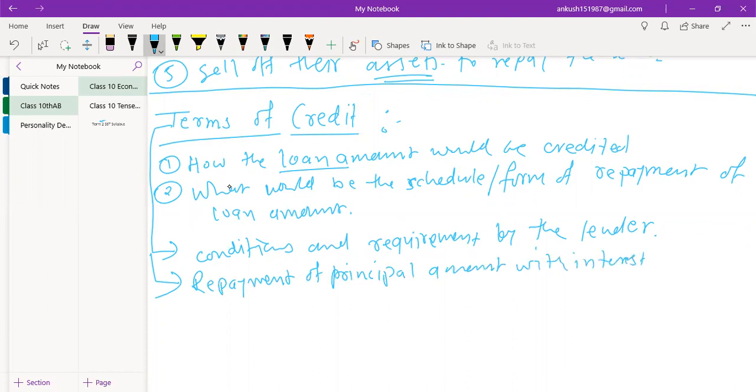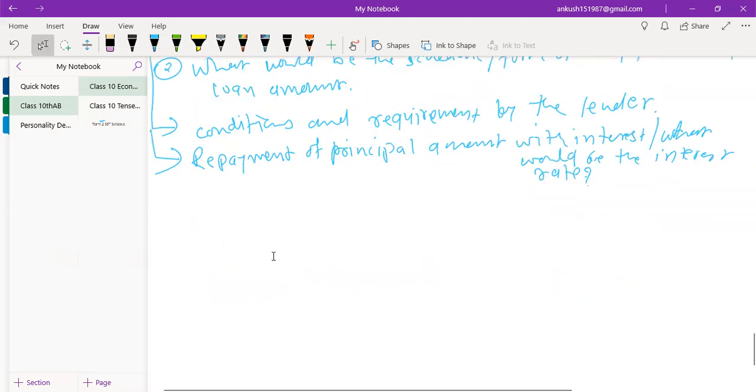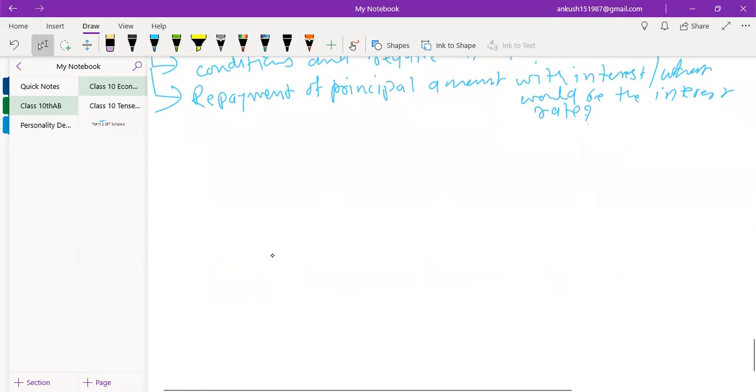And even what would be the interest rate that the borrower would repay to the creditor or the lender. Have you got the point? These are the terms. Then the lender may demand collateral, as in bold on page number 44 it is written.